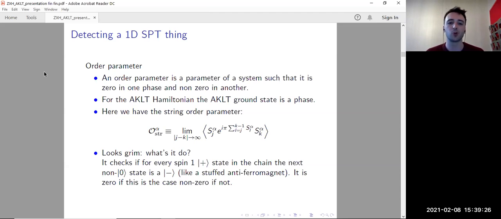And often people talk about string order parameters. Well, they talk about order parameters. In this case, you have a string order parameter, which looks hideous. All it does is test, okay, is this true or not? Do we have this property or not in this state? And it gives you 0 if it doesn't, and non-zero if it does, I believe.